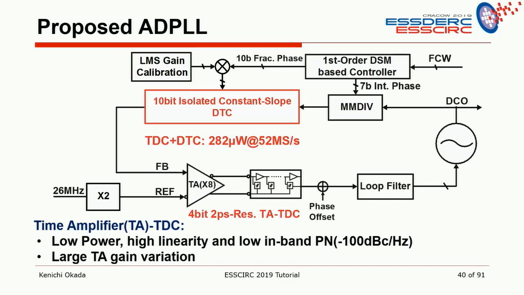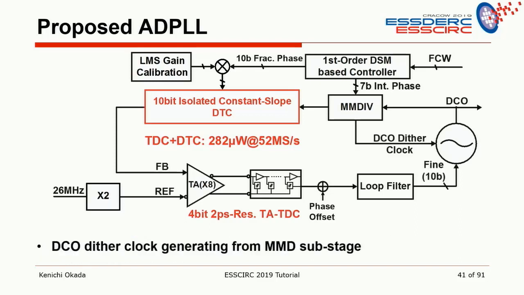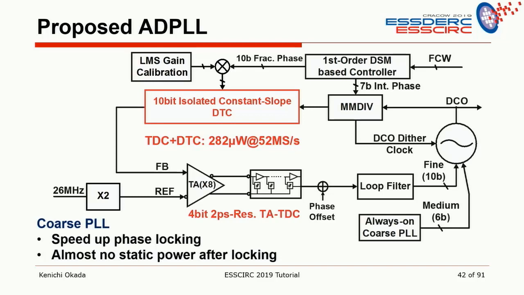For the narrow range DTC, in this case, a 4-bit time amplifier-based TDC is utilized. Less than 2 picosecond resolution can be realized with very low power consumption. There are a lot of choices for the TDC, but the time amplifier can be one of the good candidates for low power and high resolution TDC architectures. And this data is just coming from the multi-modulus divider. Also, one of the most important points here is that this is a narrow range TDC, so it is not very robust against disturbance, and also not good for faster settling. So this coarse PLL, implemented by a coarse TDC, supports fast settling and robust operation.